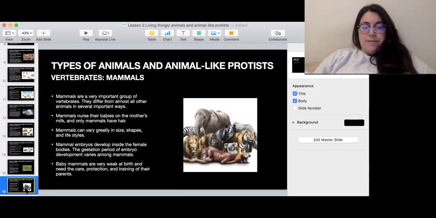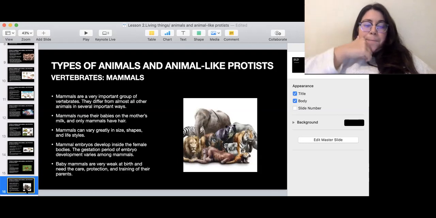Mammal embryos develop inside the female's body, like a baby inside the mom's belly, okay? The gestation period of embryo development varies among mammals. So the baby can be inside the mother's body different times, like a couple of months, or like humans, 9 months, or longer, like elephants, I think 10 or 11 months. Baby mammals are very weak at birth, and they need the care, protection, and training of their parents.